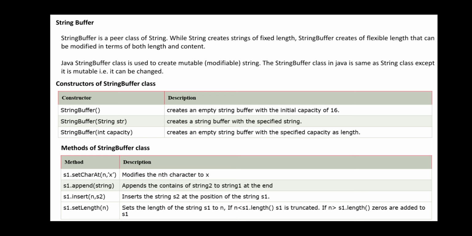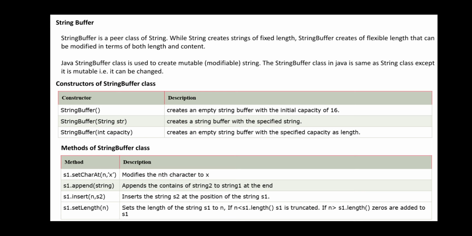If you are not going to define it, then 100% it will be accepted with the initial capacity of 16. StringBuffer(String str) creates a string buffer with a specified string. Whatever string you give, that value will be defined within the StringBuffer class as a value. So StringBuffer(int capacity), what is it going to do? It is going to create an empty string buffer with the specified capacity as length, meaning the initial value will be 16.